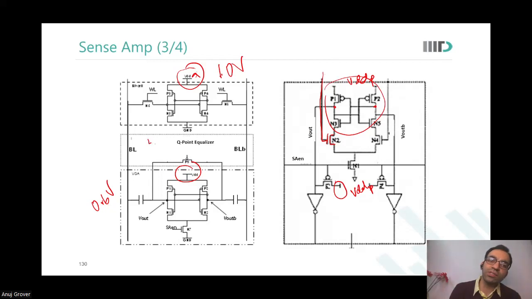Another thing that you should notice is that now I am not worried about what the voltage of this Vout and Vout bar is. I can actually equalize it to its Q point. So you see there are no two PMOSes over here, I just have an equalizer. A Q point equalized SRAM was found to be faster than the precharged SRAM, precharged sense amplifiers there. Okay.